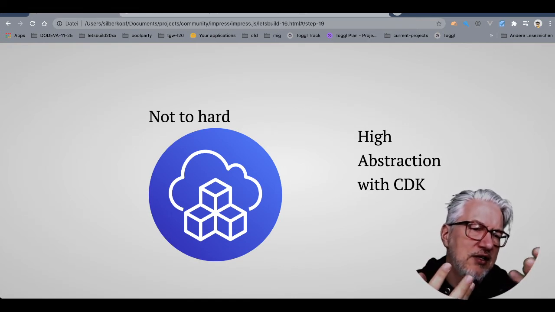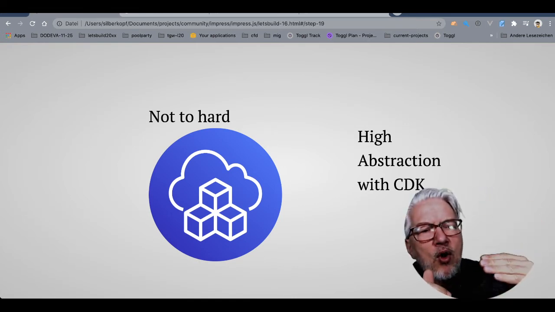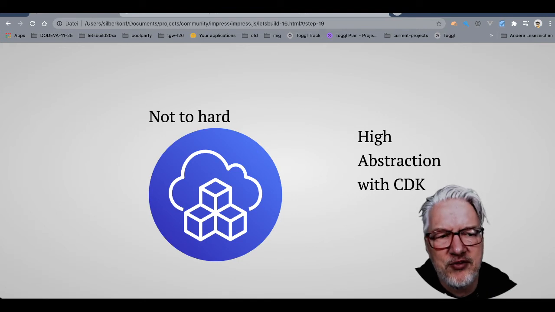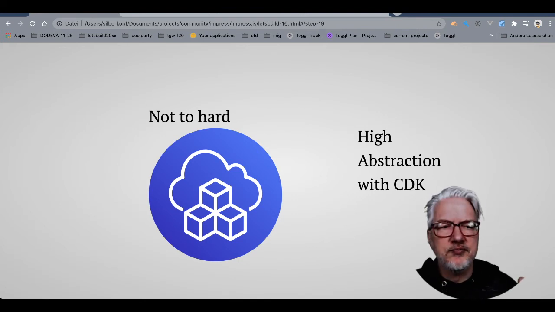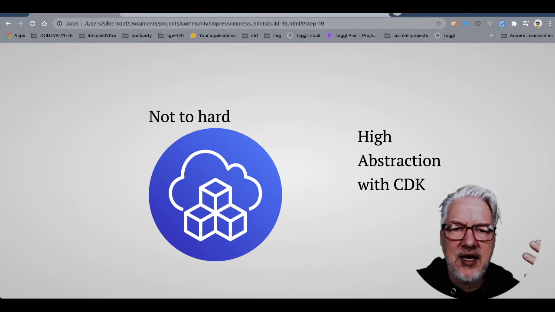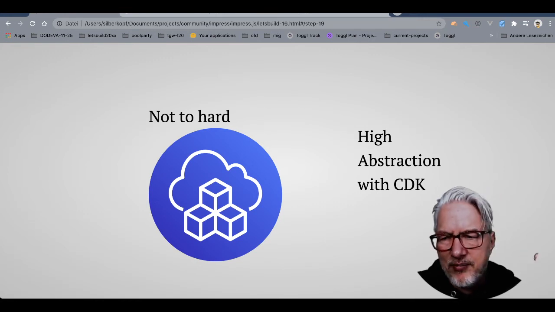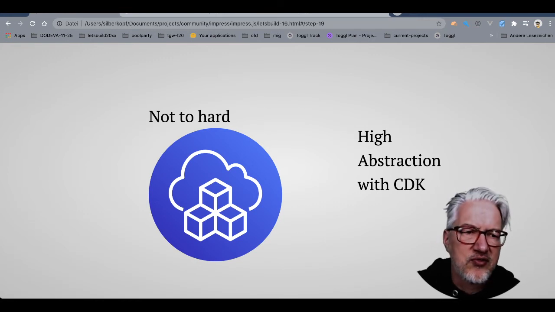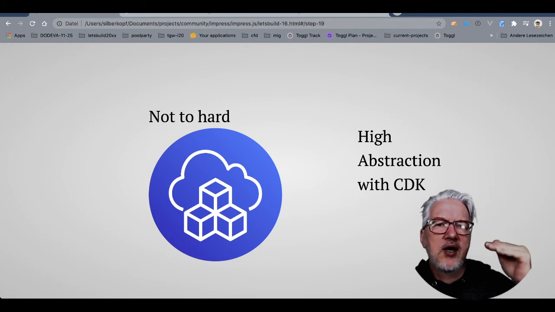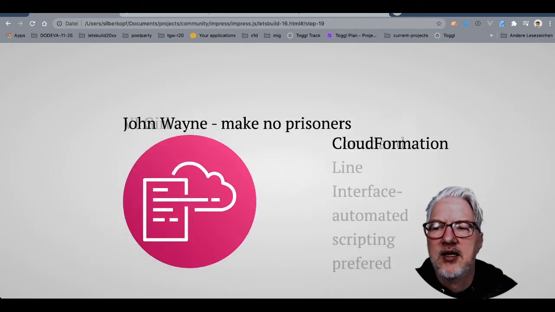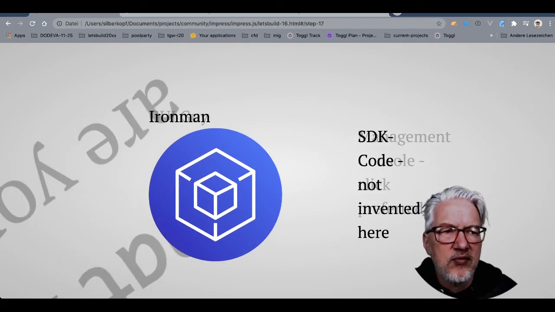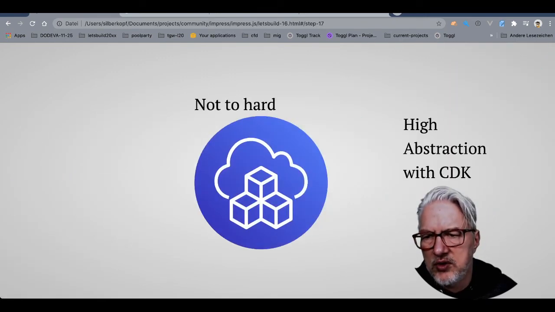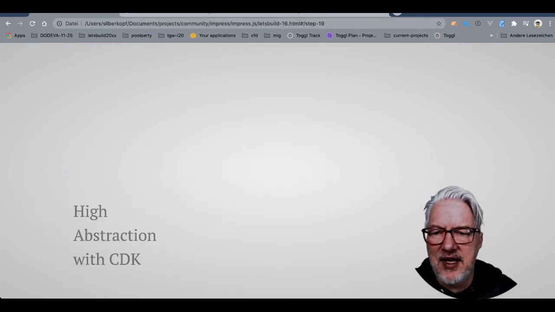But this is not a GUI level. This is more abstraction, but a very high abstraction level. So you have to ask yourself, okay, what do I want to have? I want to have complex patterns with high abstraction fast, or do I want to go a little bit deeper with CloudFormation, or even write my own code with the SDK?